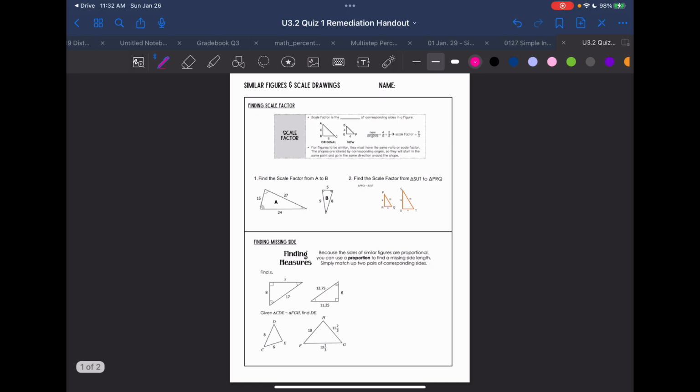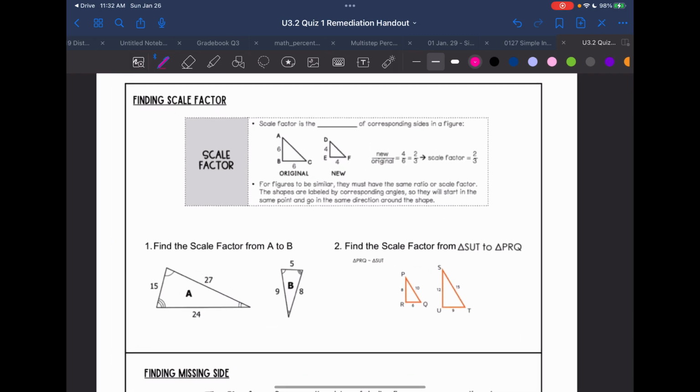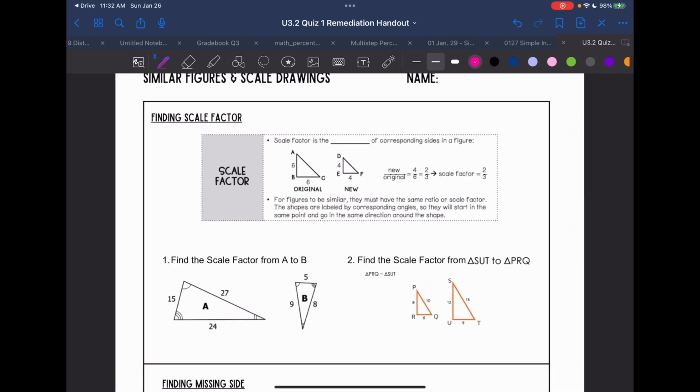So we're just going to quickly go through each of these 4 things just to refresh, and then you're going to do quiz corrections. So when you're finding the scale factor, it is the ratio of corresponding sides in a figure. And we always find scale factor by using the new length over the original length. And remember, you have to use corresponding sides, and corresponding just means same place.